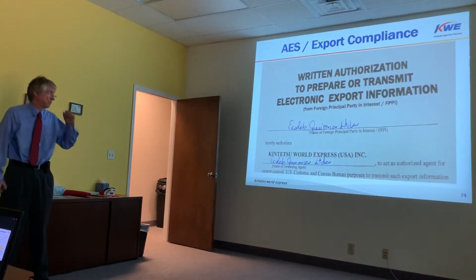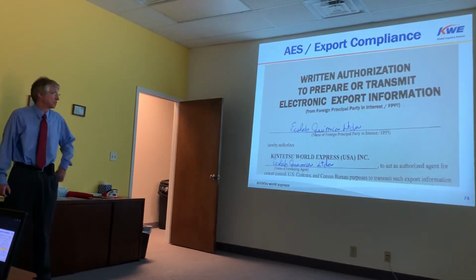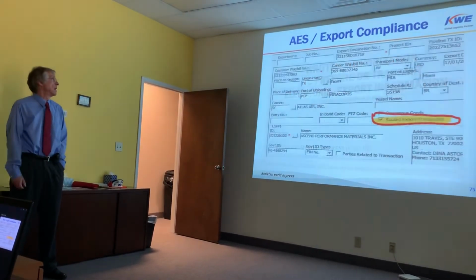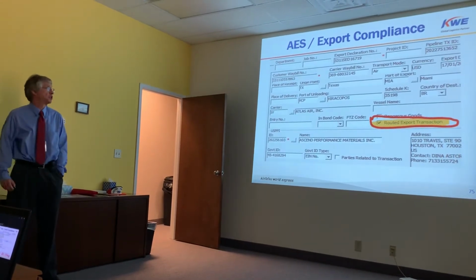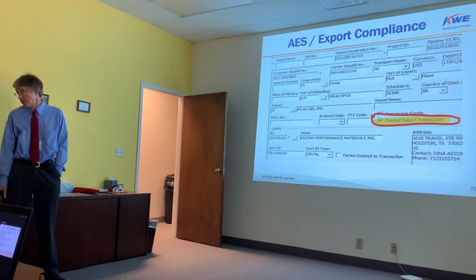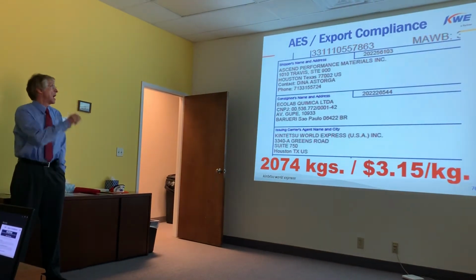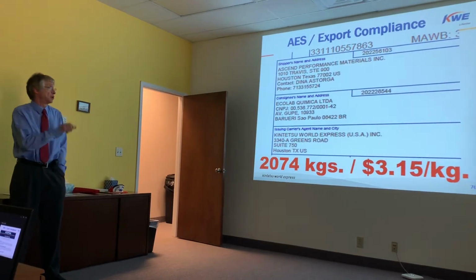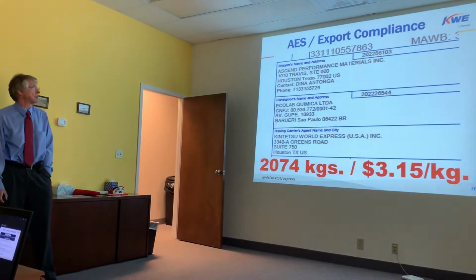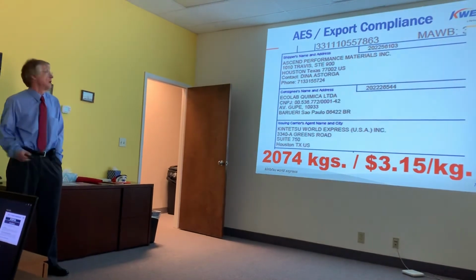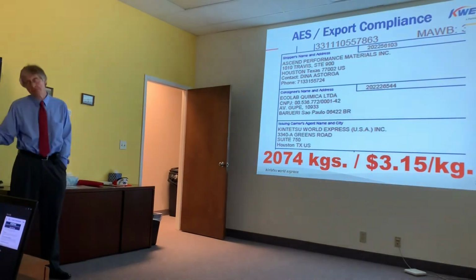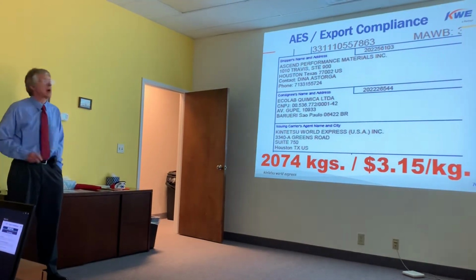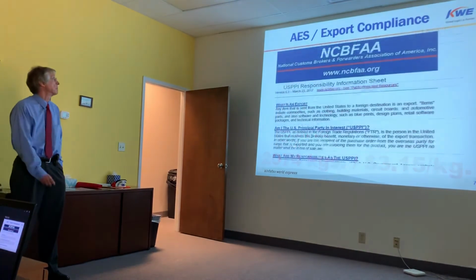Now this was a copy of the written authorization that we got from Ecolab Brazil. Eventually we did get it. And we marked it as such in AES as a routed export transaction. And these were the particulars of that shipment. A 2-ton shipment, charged $3.15 a kilo. So I think they made a pretty good profit on that. So that was a happy ending on that one. But if things didn't go right, then we wouldn't be talking about a 2-ton shipment that Houston handled here.